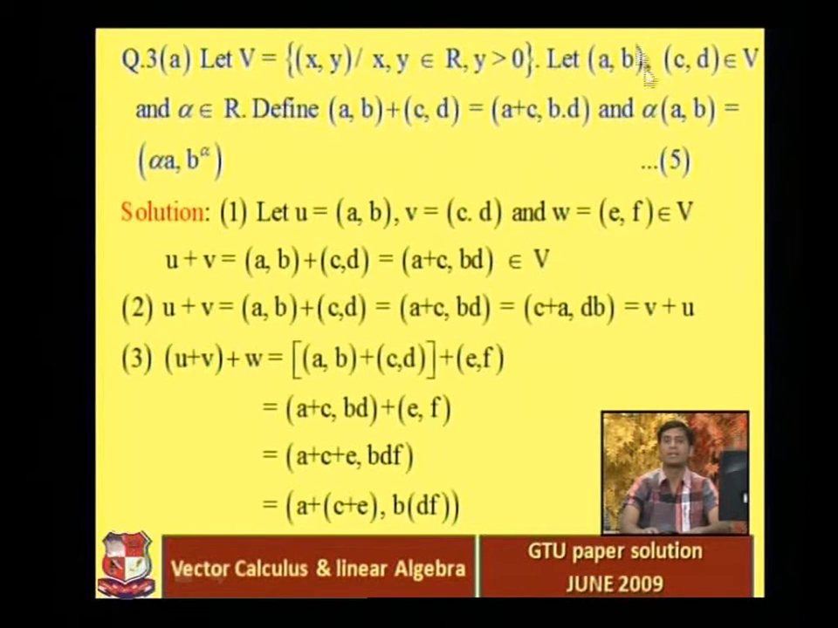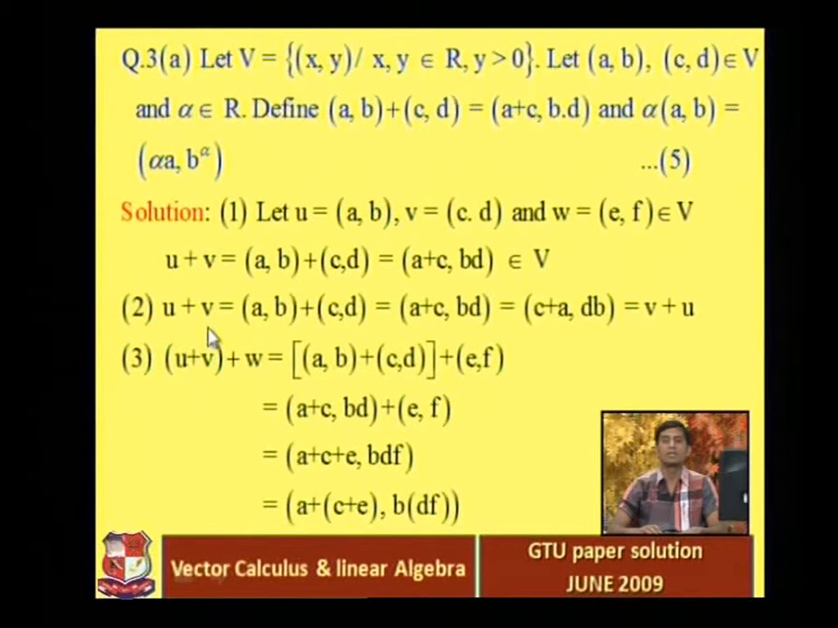Now we define addition in this manner: (a plus c, b into d). So that can be written as (a plus c, b into d). Now b and d are both greater than 0, so b into d is also greater than 0, and a plus c is any real number, so it definitely satisfies the condition of the set. That's why u plus v belongs to V.